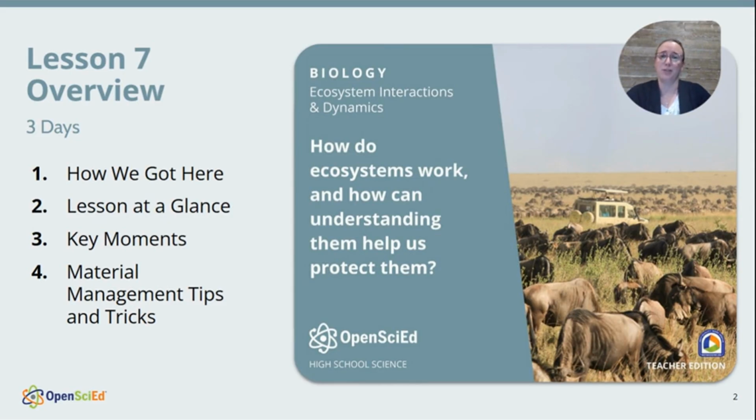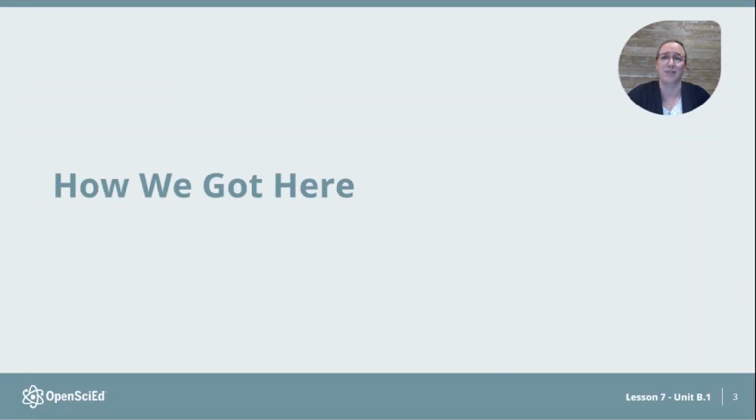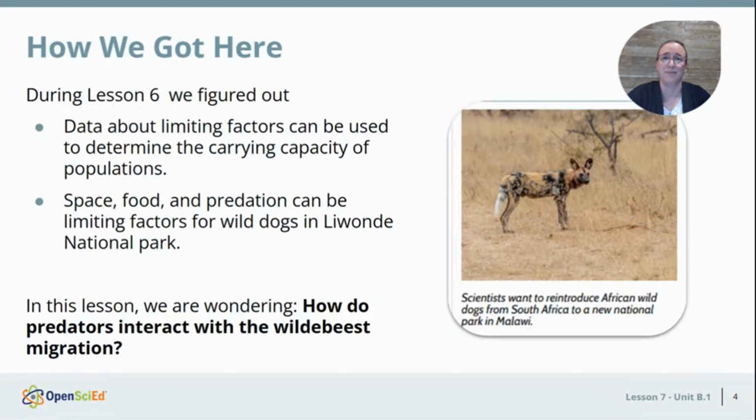In this video, I will give you an overview of Lesson 7 and wrap up with some tips and tricks. Lesson 7 is really important because students make connections between predators and prey and the interactions the wildebeest have with the lions and the spotted hyenas in the Serengeti ecosystem. My students struggled with the Serengeti board game, so stay tuned for some strategies to help with the game setup and data collection.